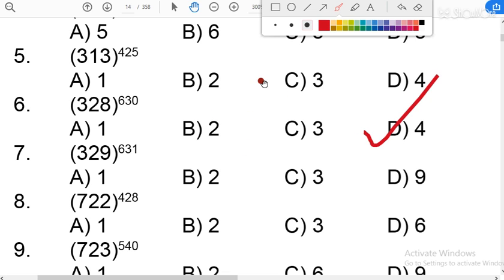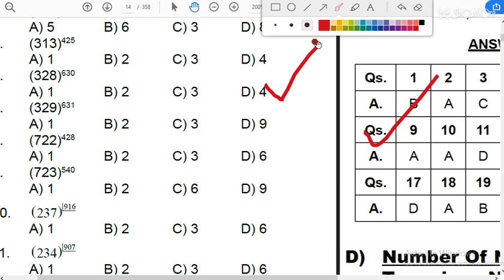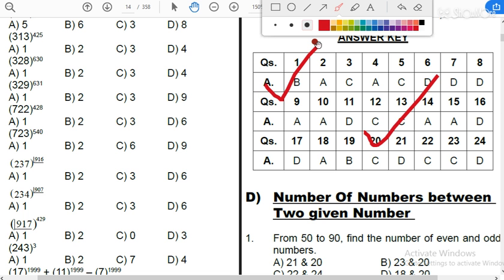For this question answer is C. So let me check the answers. For question number 5 the answer is C, 3. For the question number 6 the answer is D. D is 4. So students, we are going good.